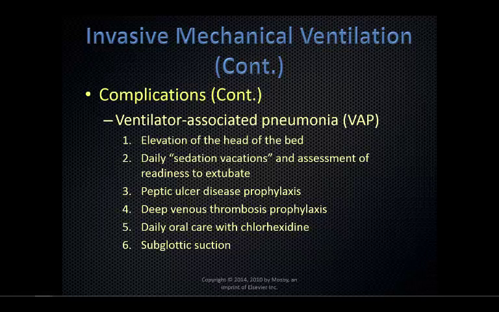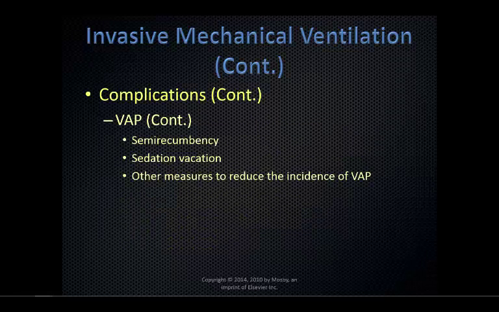Daily oral care with chlorhexidine, and as we talked about before, this should be performed every 12 hours with 0.15% chlorhexidine. And subglottic suction is another thing that we talked about that will help to reduce ventilator-associated pneumonia. So there's a couple of other things that we've talked about. So that's semi-recumbency, sedation vacation, and then the subglottic suction are the three big things that we can really focus in on to help prevent VAP.